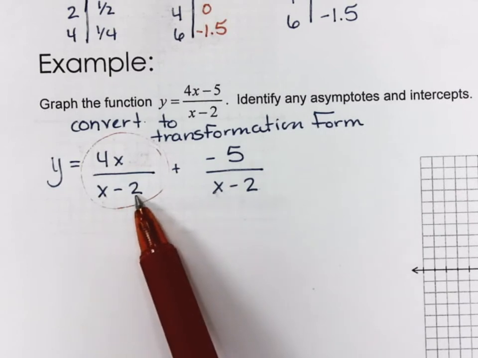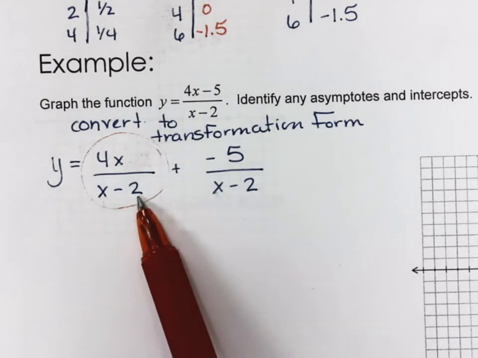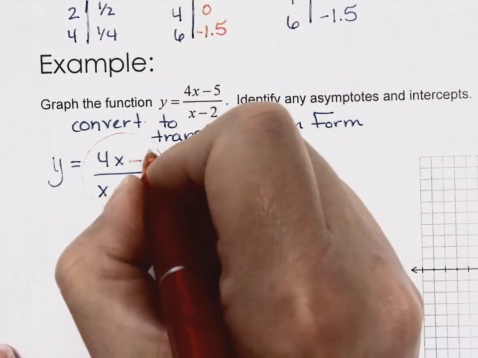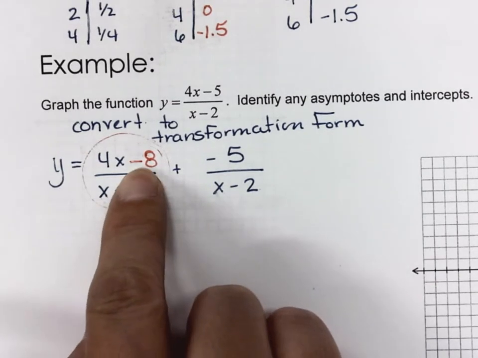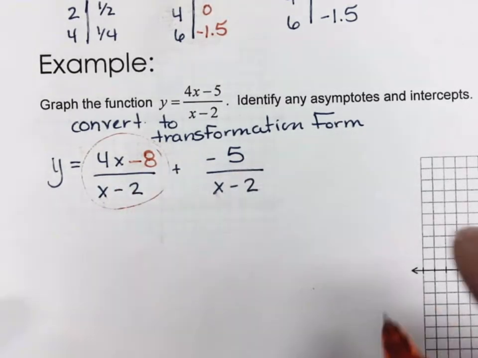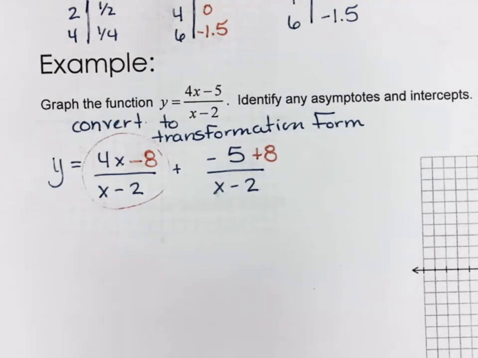So this is a minus 2. What number did I need to multiply? 4. So what is 4 times negative 2? Okay. But what did I just do? I changed the value of that expression. So if I minus 8 from here, what do I got to do over here? Plus 8, add 8. Because what's a negative 8 plus 8? 0. So I didn't change anything. Okay, so that's the most difficult part to this.